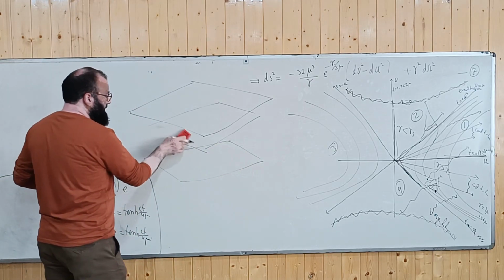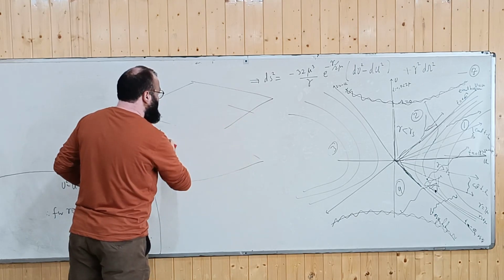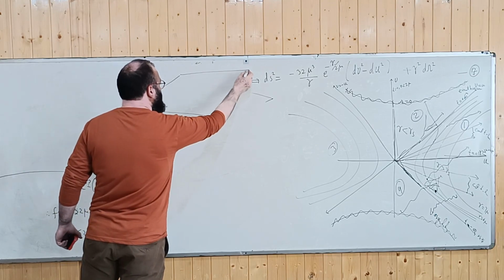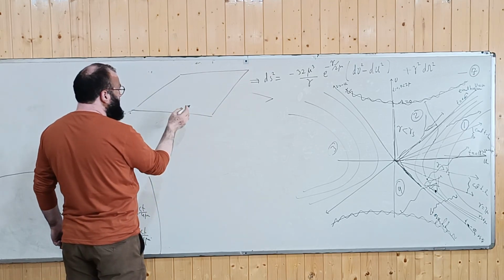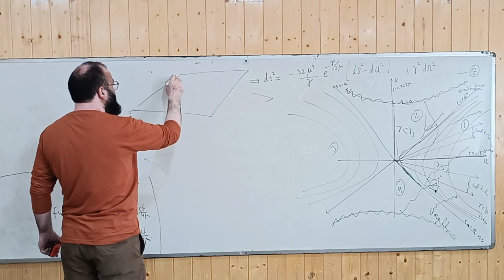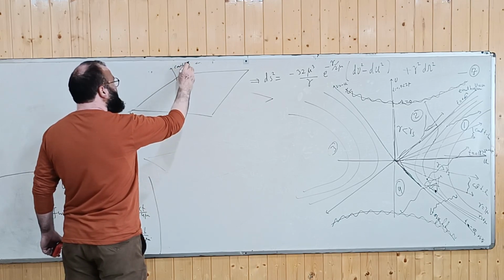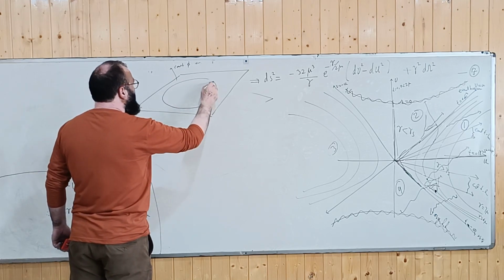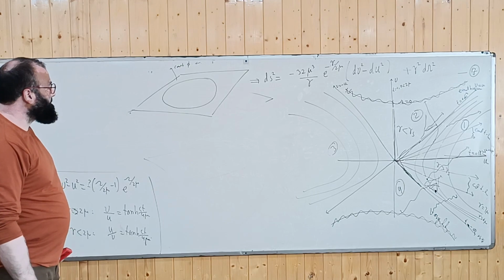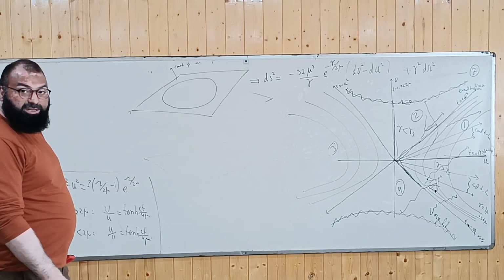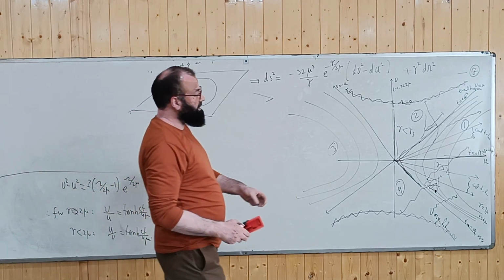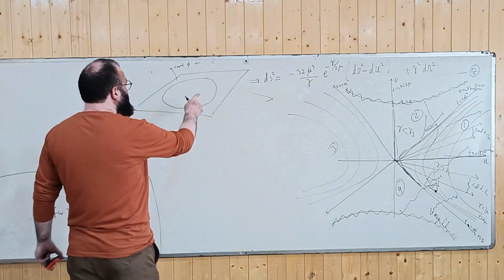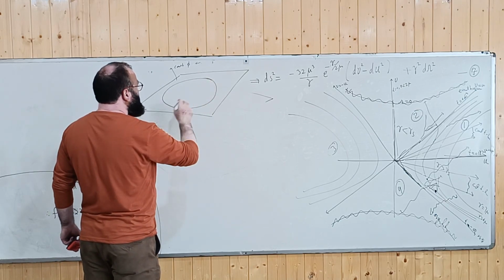Let me erase these things. I am not good at drawing that. Okay, so let's draw. This is a constant phi slice, and let's draw these trajectories. What should I say? Constant u lines, because ultimately we are in the u-r plane. Let me draw the constant u lines. These will turn out to be the constant u lines.